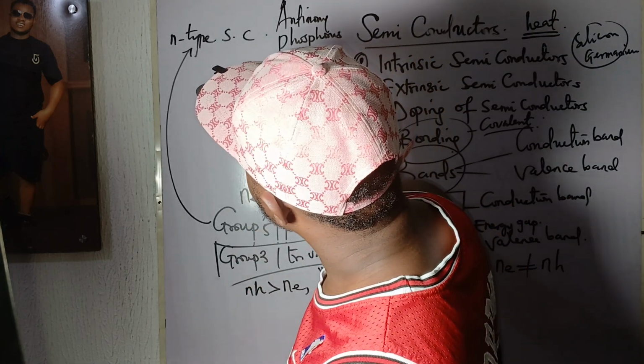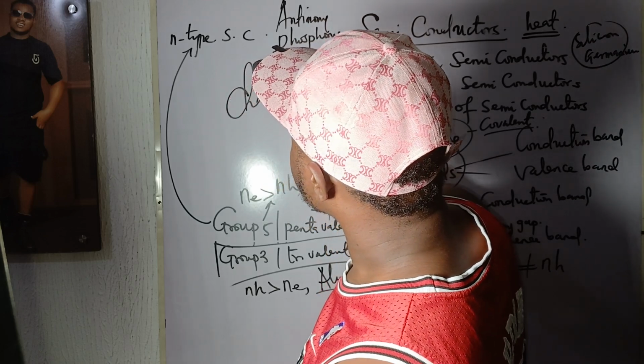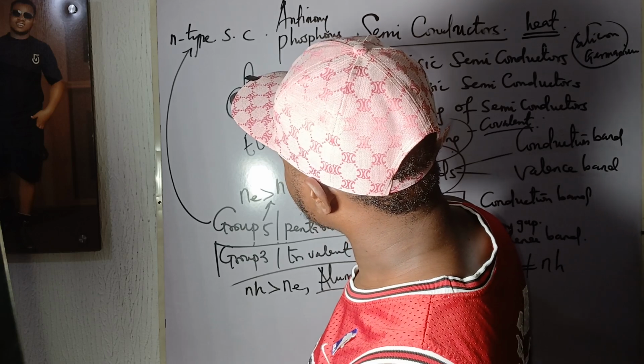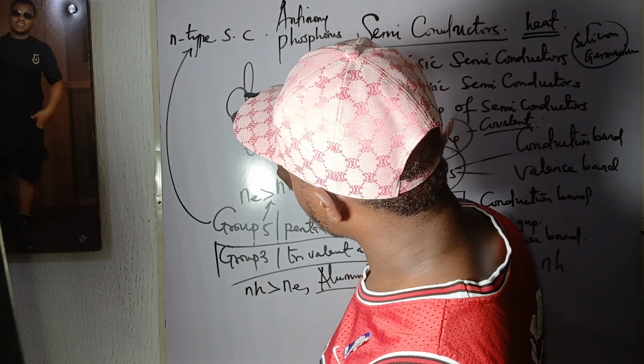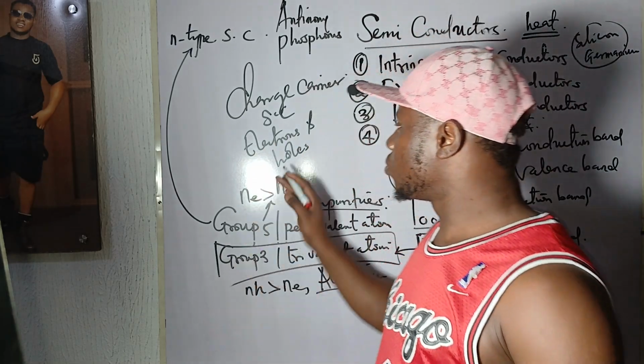So when we say charge carriers in a semiconductor, we have electrons and holes. Electrons are negative charge, holes are positive charge.